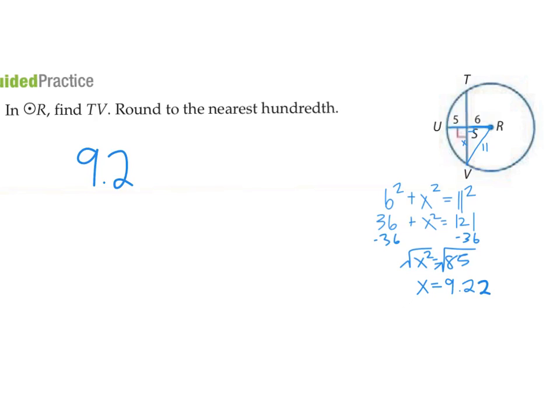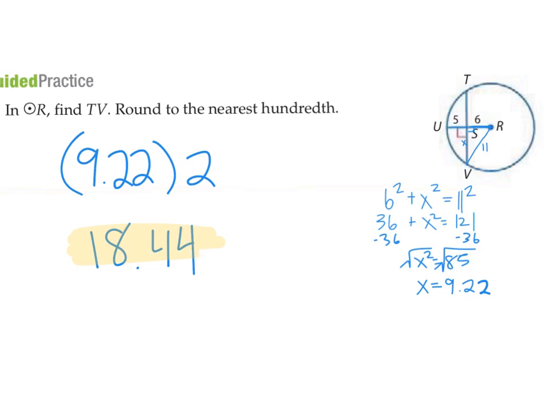It was supposed to be 9.219. Okay, so 9.22. Now we're going to double that to get the full length of TV, which is 18.44. That is our final answer for this problem, 18.44.